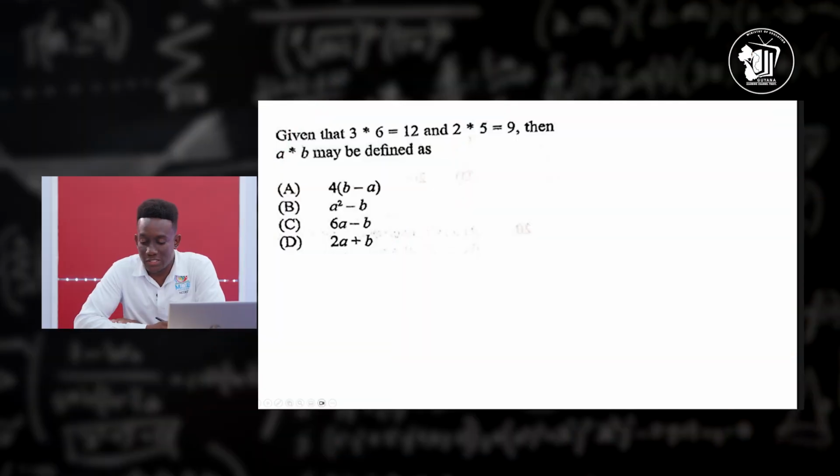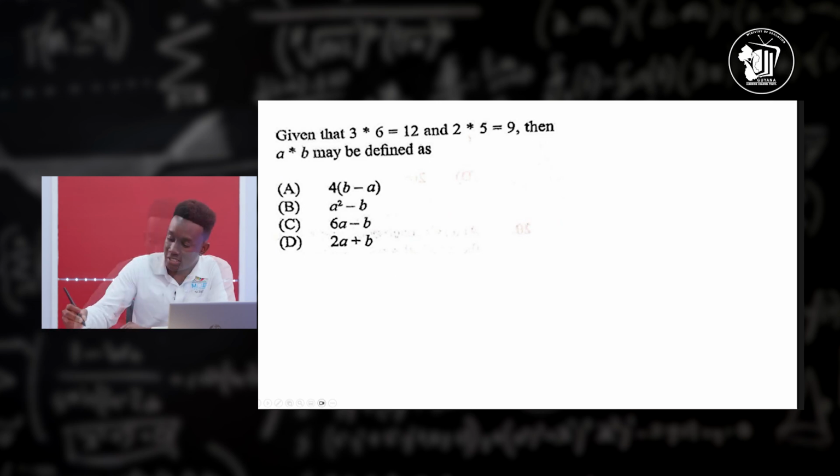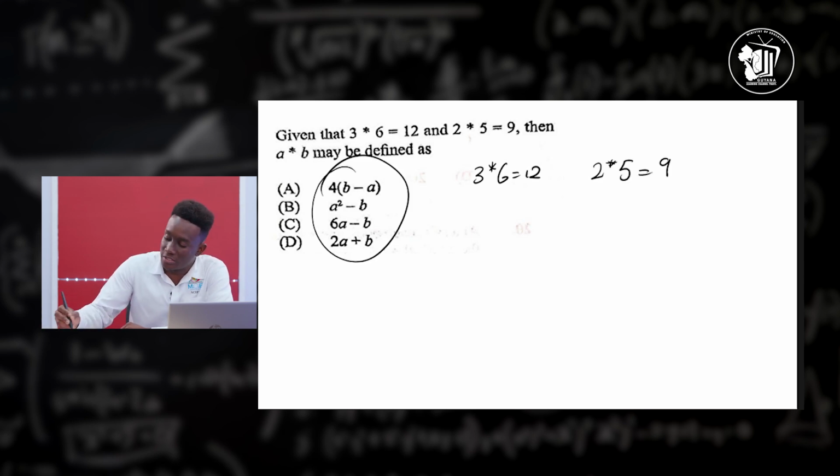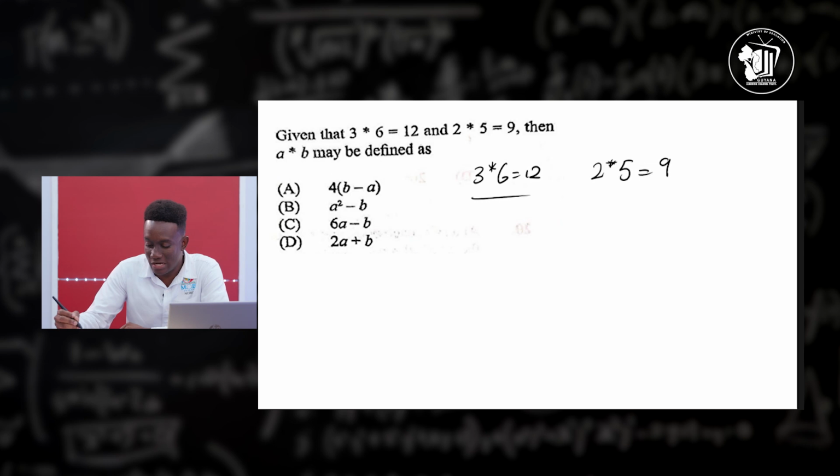So this question now says, given that 3 asterisk 6 is equal to 12 and 2 asterisk 5 is equal to 9, then A asterisk B may be defined as, so let's see, we have 3 asterisk 6 is equal to 12 and we have 2 asterisk 5 is equal to 9. I want to find which one of these here would make both of these true. So we can do some trial and error. So let's try this one.